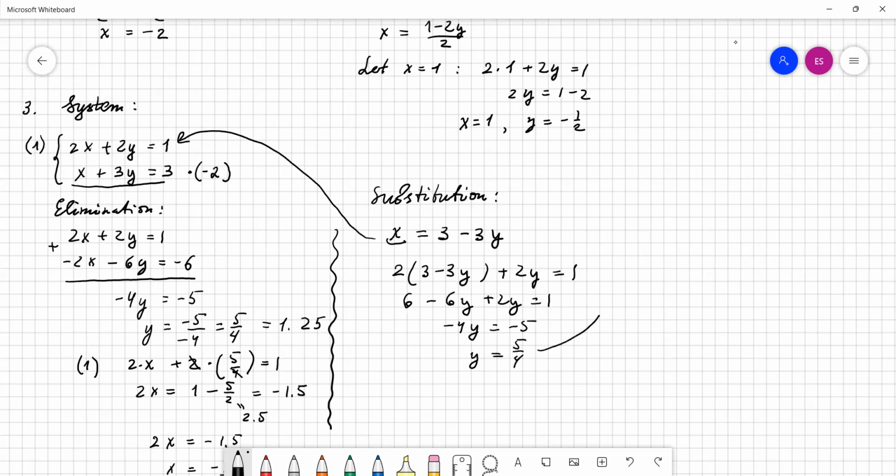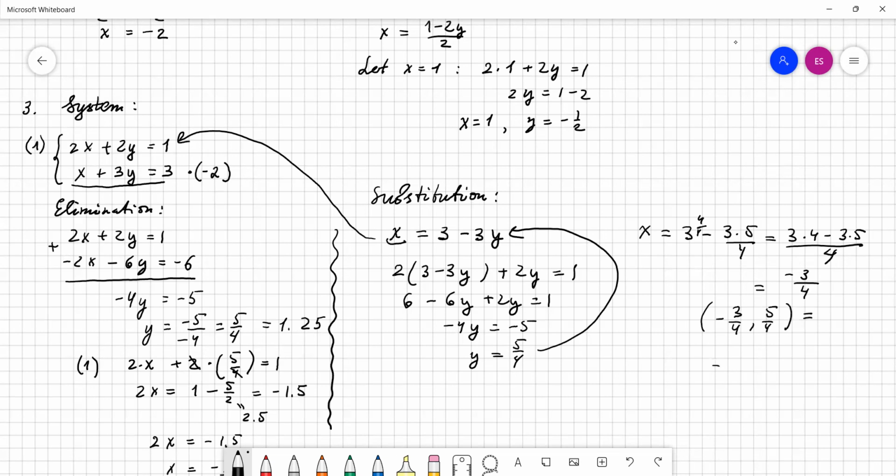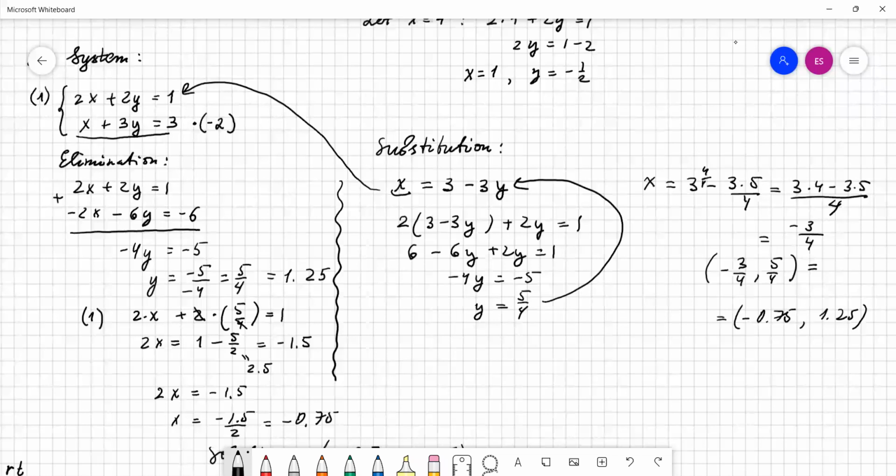And then you just plug in this y over here and get x equals 3 minus 3 by 5 over 4, which is 3 by 4 over 4 minus 3 by 5 over 4. I'm bringing this 3 to a common denominator, multiplying by 4 divided by 4. And I'm going to have 12 minus 15, which is minus 3 over 4. If I write it down, I'm going to have x equals minus 3 over 4 and y equals 5 over 4, which is exactly the same as minus 0.75 and 1.25. And that's the same answer I had already.